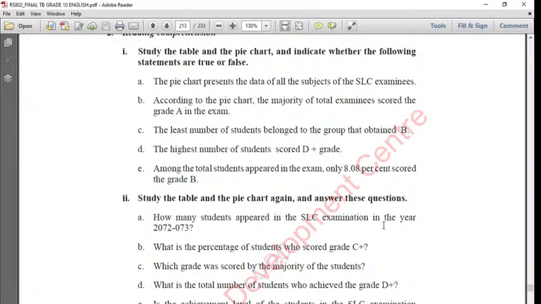Study the table and the pie chart again and answer the questions below. How many students appeared in the SLC examination in the year 2072-73? What is the percentage of students who scored grade C plus? Which grade was scored by the majority of the students? What is the total number of students who achieved the grade D? Is the achievement level of the students in the SLC examination satisfactory? Why or why not? So we need to detect each and everything from the chart and the explanation that's given, and accordingly we have to answer this.